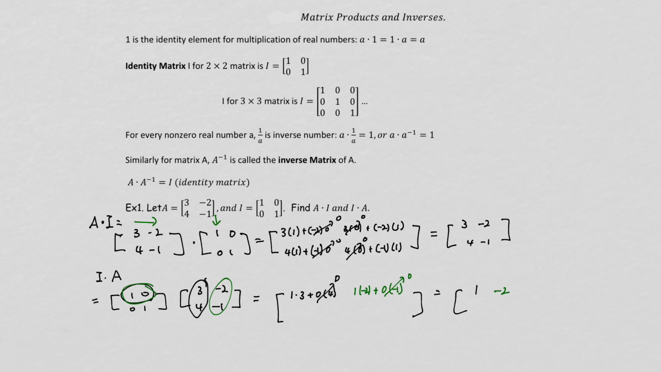And then when you have the second row multiplied by the first column, you get 0 times 3 plus 1 times 4, which will be 4. And then when you multiply the second row, second column, you get 0 times negative 2 plus 1 times negative 1, which is going to be negative 1. And this is the matrix you're going to get. So as you can see, even though you multiply the same things but in a different order, you will get a different matrix.